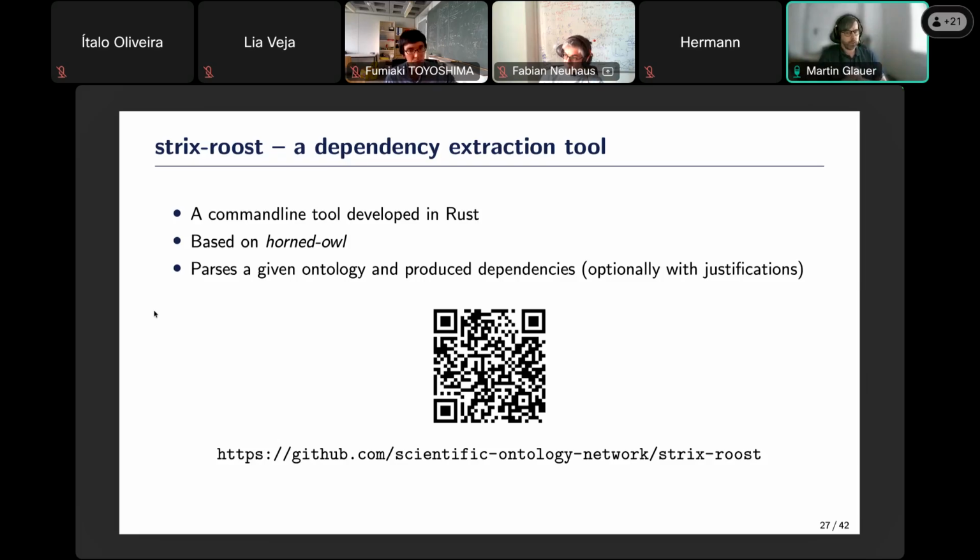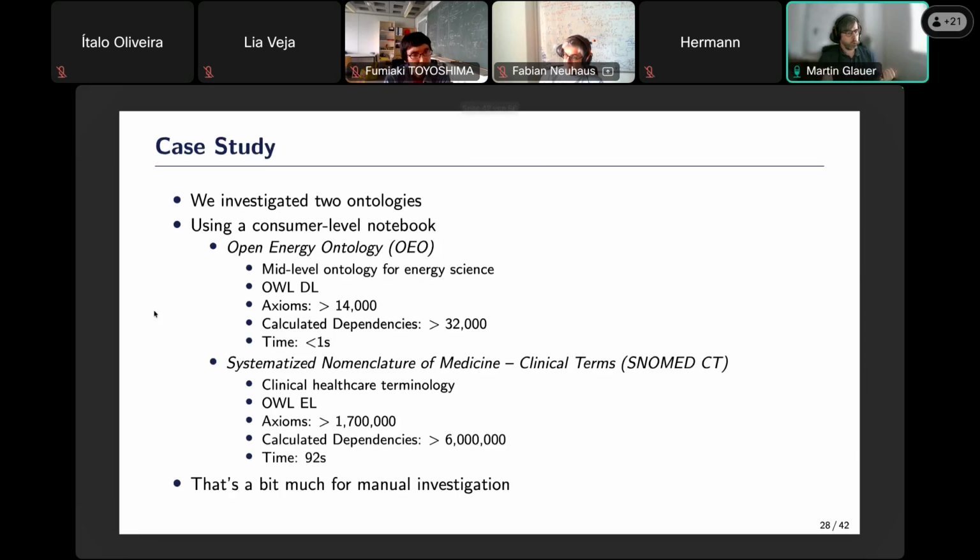Okay, but now we have a tool, and on the next slide, obviously, we want to see whether this tool does something useful, and whether this whole approach does something useful. So we looked at two different ontologies. The first one was the Open Energy Ontology, which is a mid-level ontology for energy systems modeling. It's developed in OWL-DL and contains roughly above 14,000 axioms. And our tool was quite performant. In less than a second, it produced more than 32,000 dependencies. That's already quite a lot, but quite performant again.